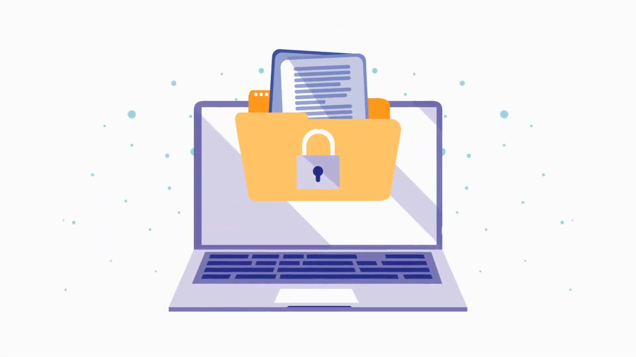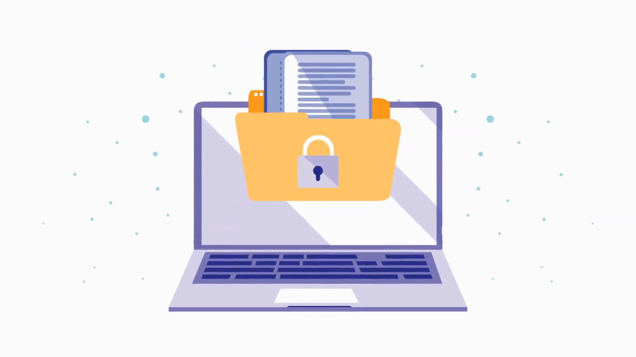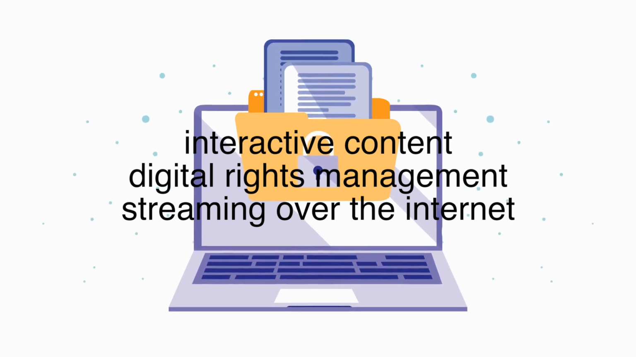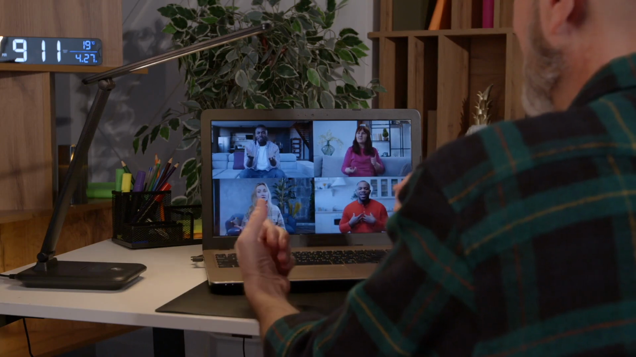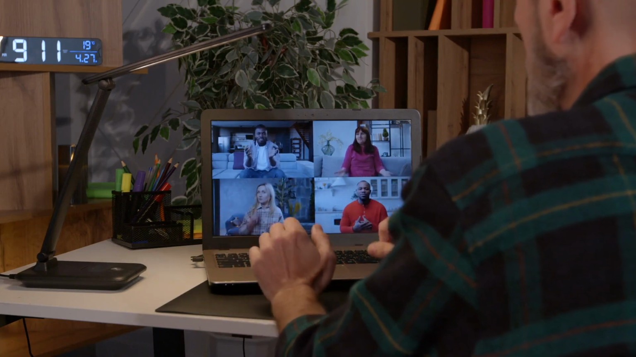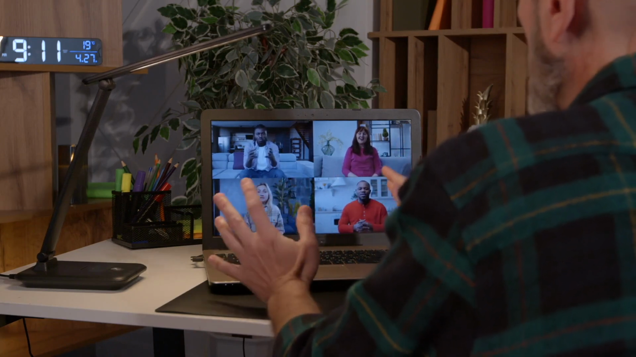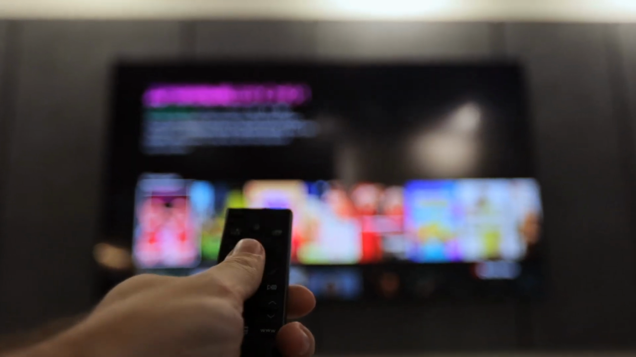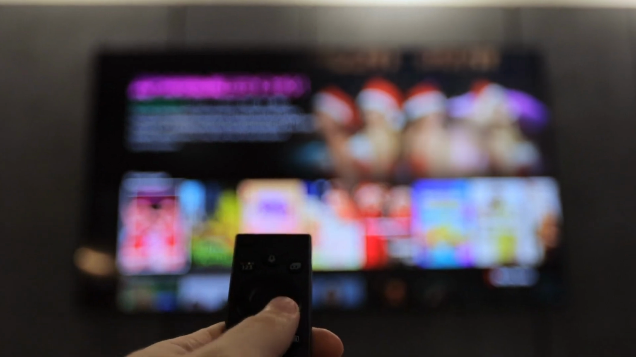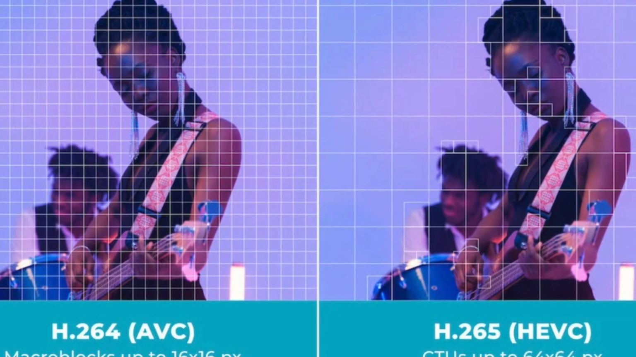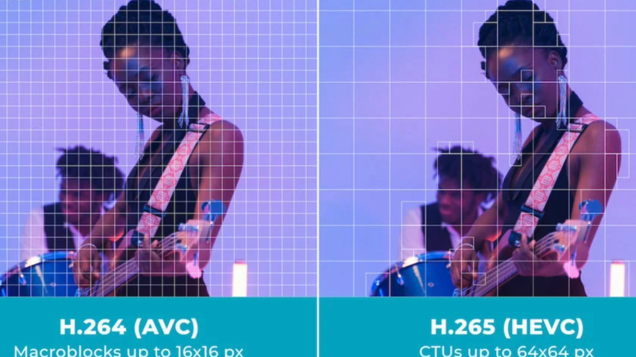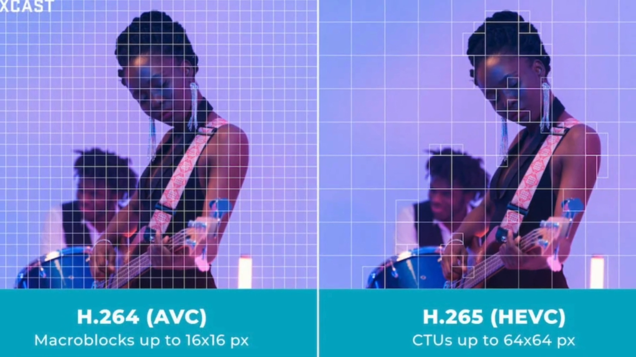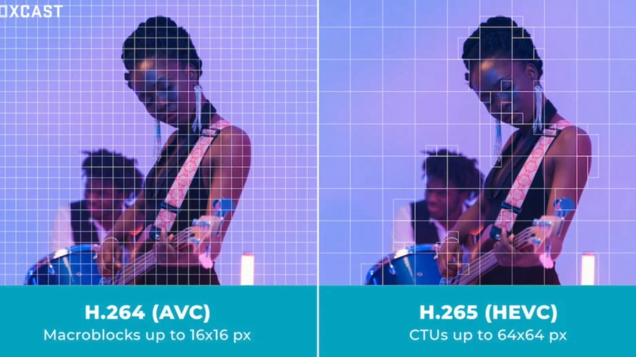MPEG4 also supports a range of multimedia features such as interactive content, digital rights management, and streaming over the internet. Its flexibility makes it suitable for various applications, including video conferencing, mobile video, and digital television. Furthermore, the standard continues to evolve with extensions like H265 or HEVC, High Efficiency Video Coding, which offers even better compression efficiency, enabling 4K video streaming and beyond.